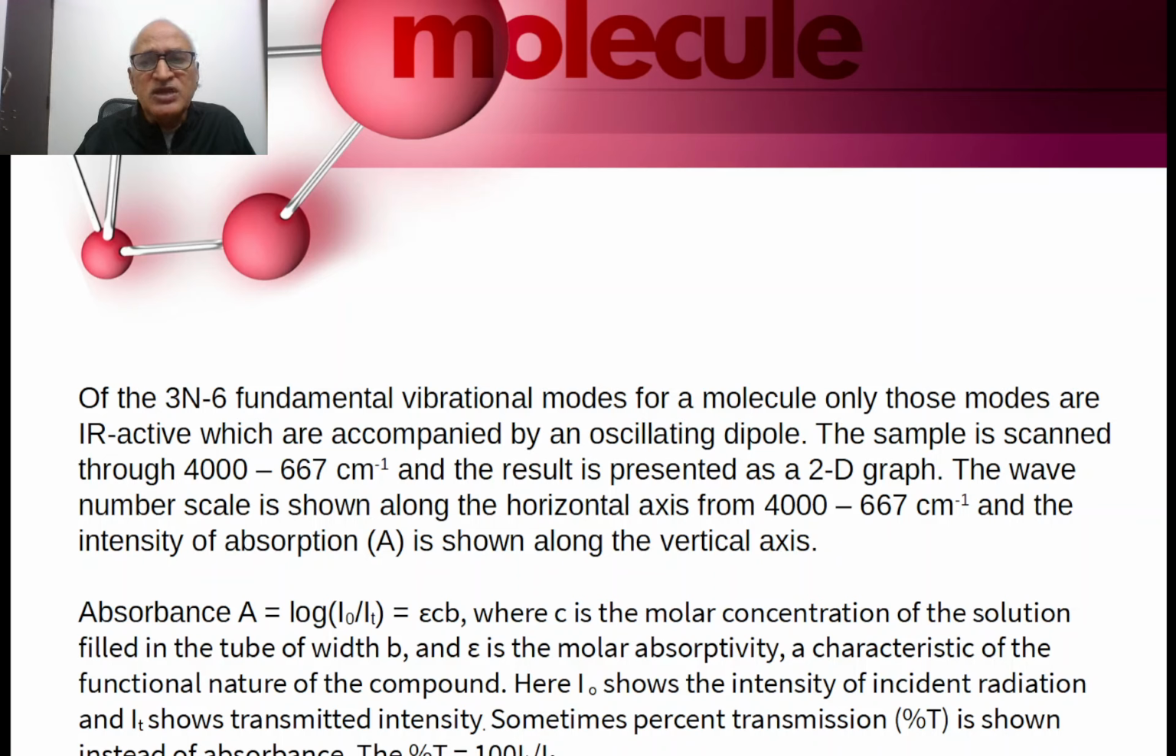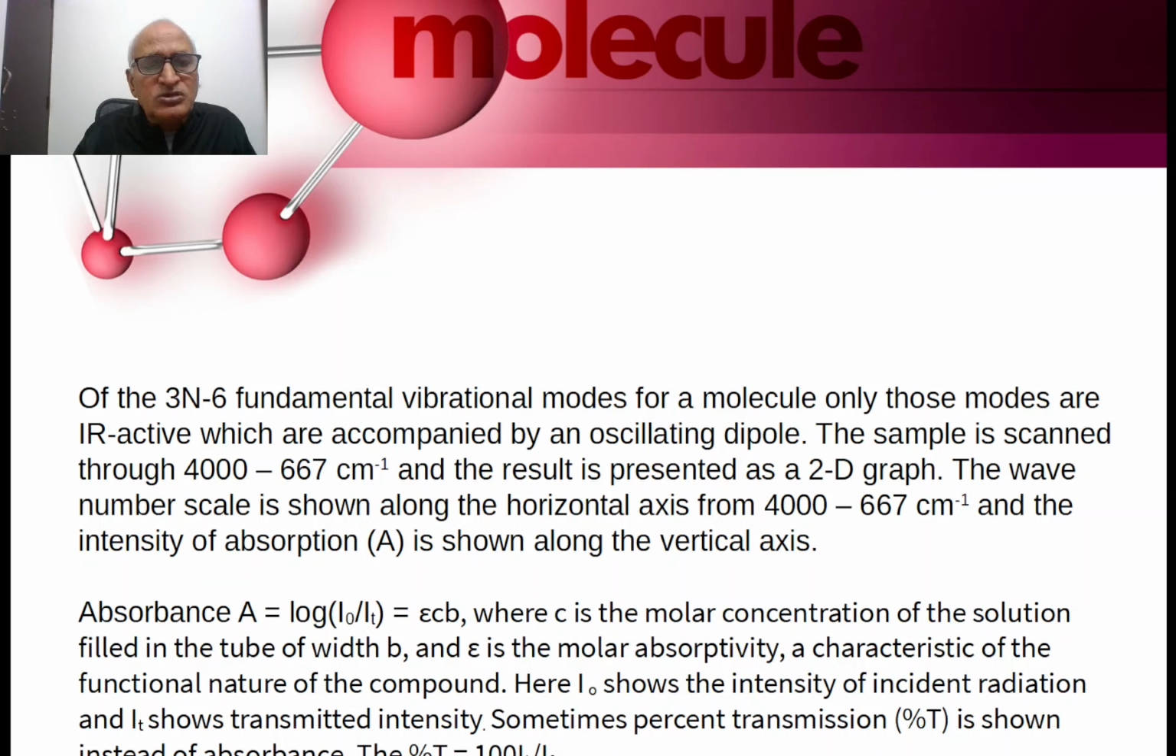The sample is scanned through 4000 reciprocal centimeter, 667 reciprocal centimeter, or even down, and the result is presented as a two-dimensional graph. The wave number scale is shown along the horizontal axis from 4000 to 667 reciprocal centimeter, and the intensity of absorption A is shown along the vertical axis. Absorbance A is defined by decadic log I0 by IT equal to epsilon Cb.